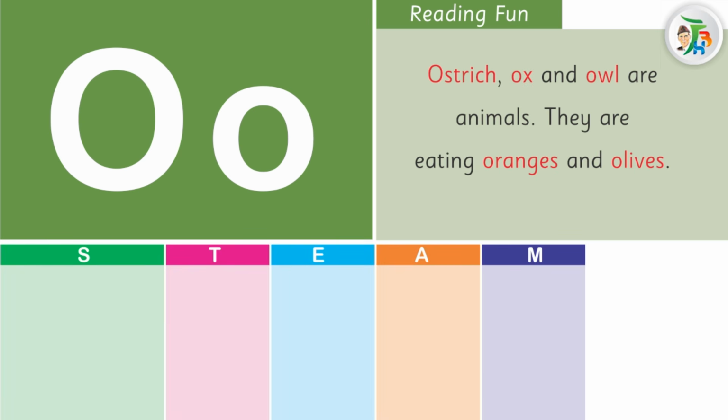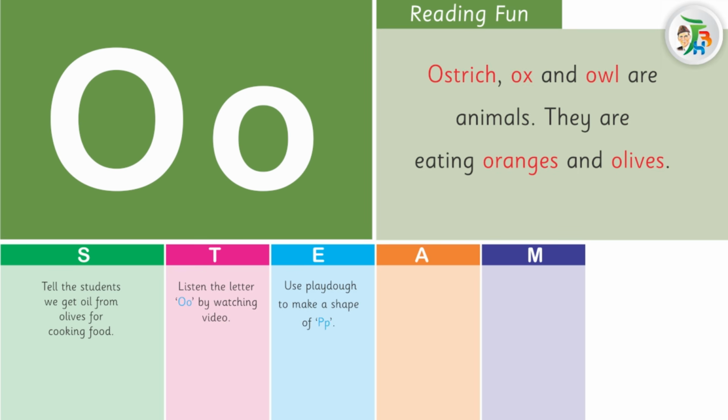STEAM activities. Let's do some fun activities together. S. Tell the students we get oil from olives for cooking food. T. Listen to the letter O by watching the video. E. Use Play-Doh to make a shape of O. A. Draw an orange on a paper sheet and color it. M. Count objects beginning with the sound O around you.